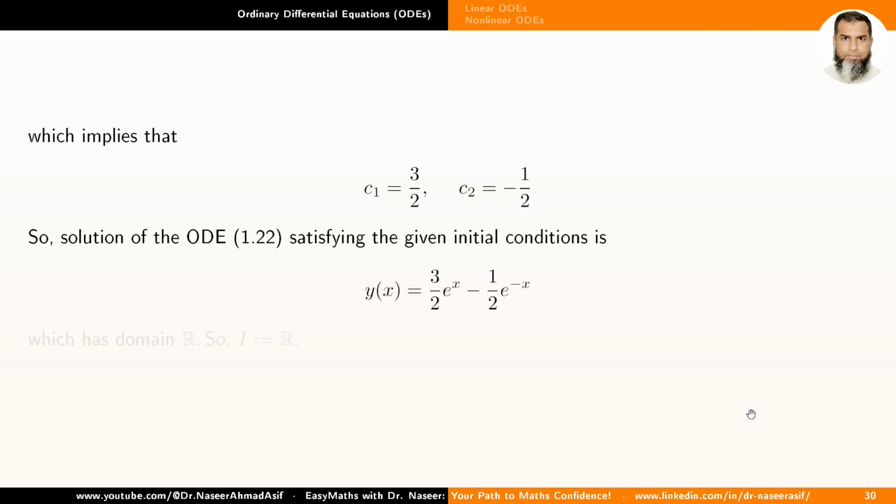So the solution of the ODE 1.22 satisfying the given initial conditions is y of x is equal to 3 by 2 exponential of x minus 1 by 2 exponential of minus x. This function has domain R, so I is equal to R.